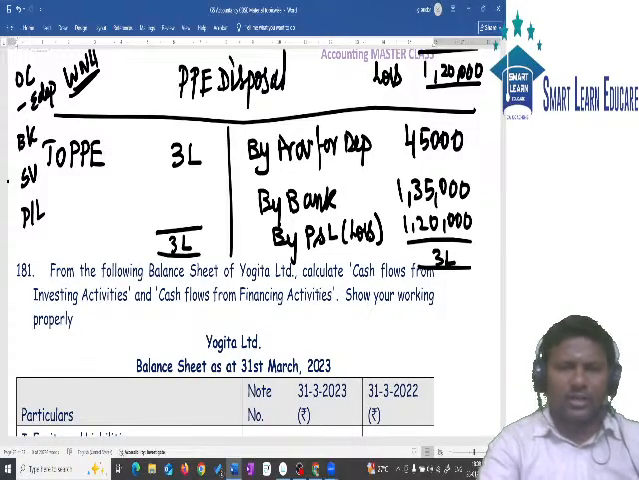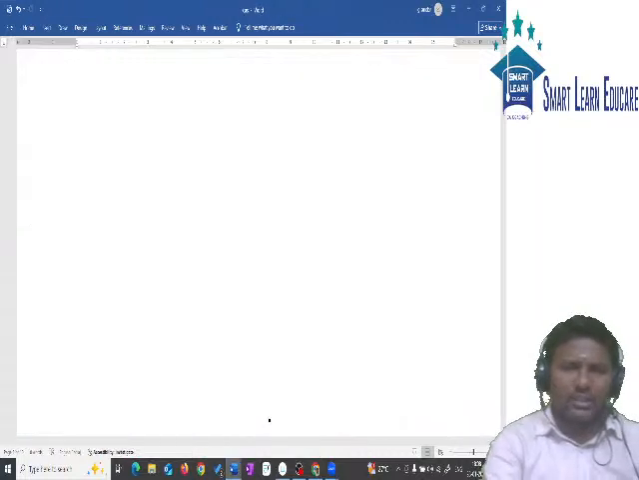So I will repeat. What are the things that should be considered? Original cost minus total depreciation will give you the book value.